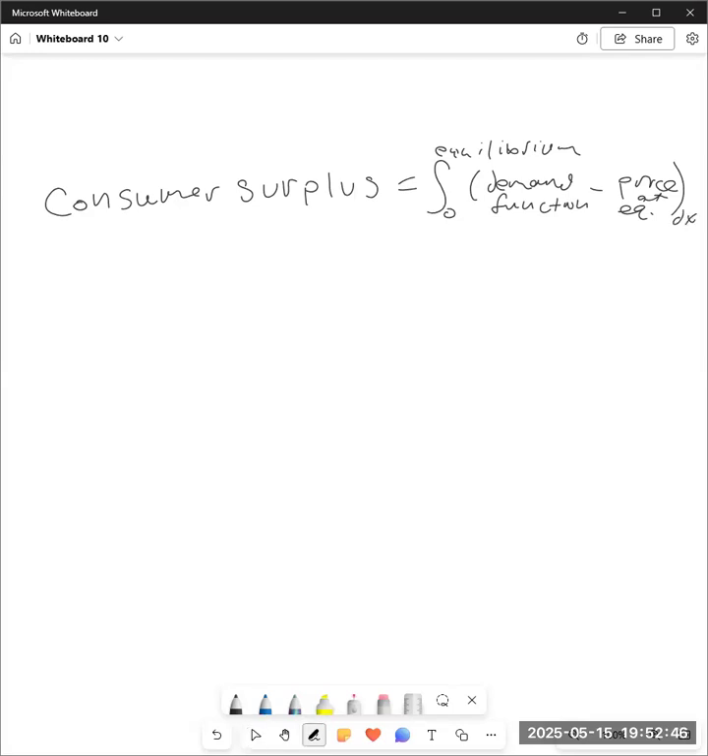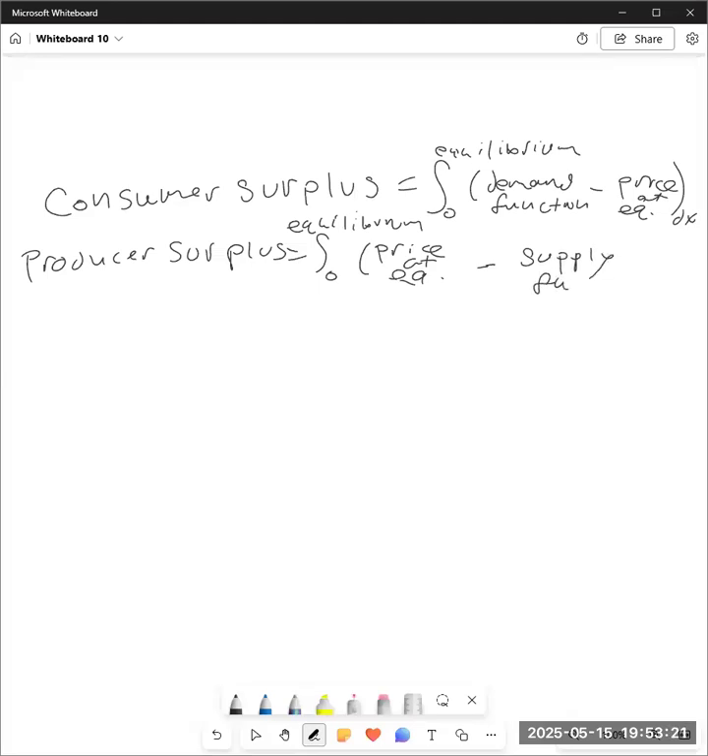And our producer surplus can be the integral from 0 to equilibrium of the price at equilibrium minus the supply function, dx. All right, let's look at some examples here.